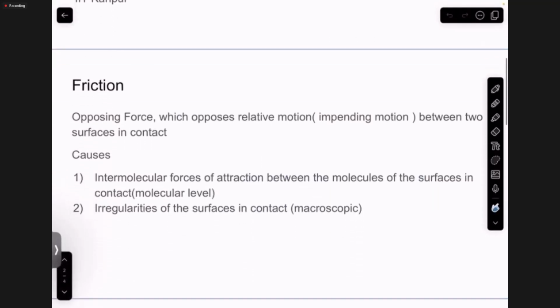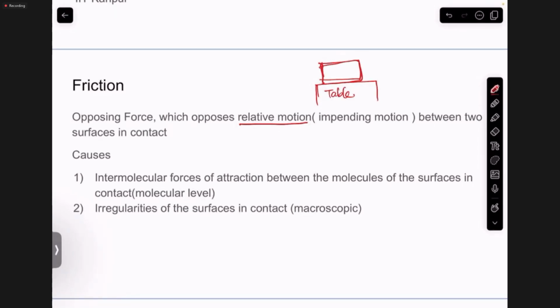Friction is the opposing force which opposes relative motion between two surfaces in contact. Okay, so what is this relative motion? When two surfaces are in contact, think about it like this. So this is a floor or table or something. Okay, and this is a block over the table. Okay, and this is moving with a velocity v, and this is also moving with a velocity v.